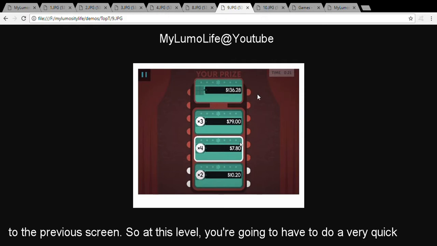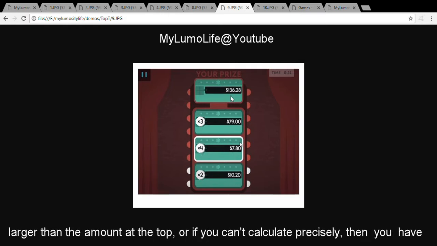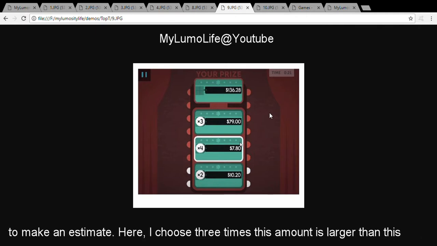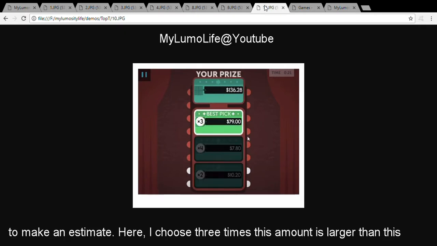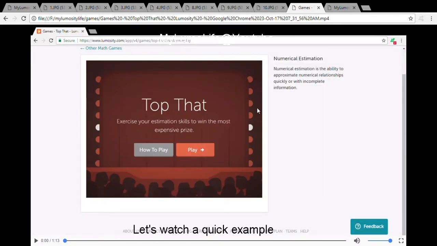So at this level, you're gonna have to do a very quick calculation in your head to find out whether these multiples of these amounts are larger than the amount at the top. Or if you can't calculate precisely, then you're going to have to make an estimate. Here, I choose 3 times this amount is larger than this amount, and I got it right. Let's watch a quick example.